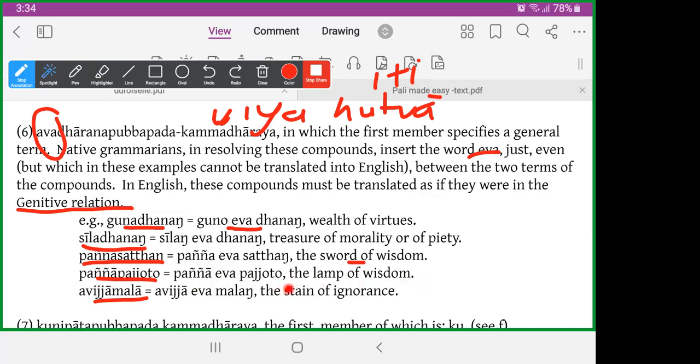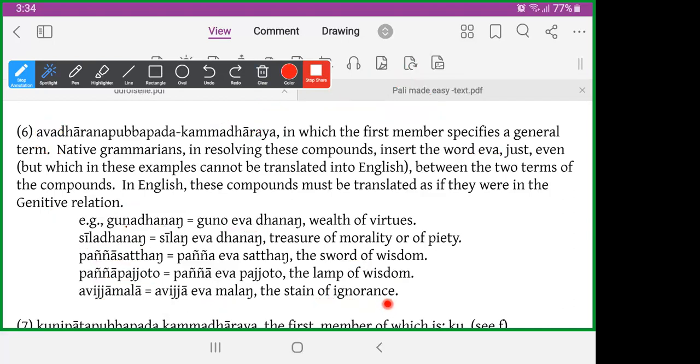So, the lamp of wisdom, right? There's a relationship between these, because you put the word eva. Eva is kind of like just, or even, or emphasis. Only the wisdom is the real lamp. Avijja eva malam, the stain of ignorance. So ignorance is the real stain, not the other dirty things we can wash away. But ignorance is not easy to wash away. I think this one is easy to follow, right?